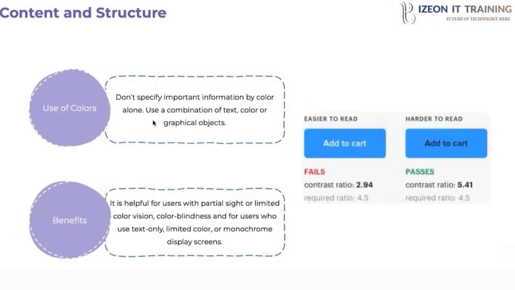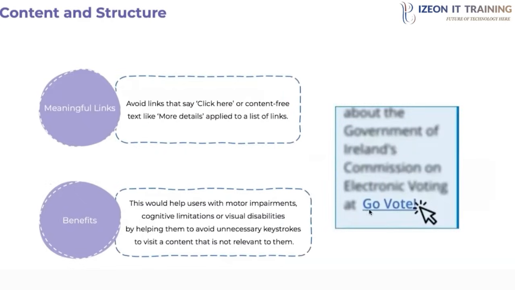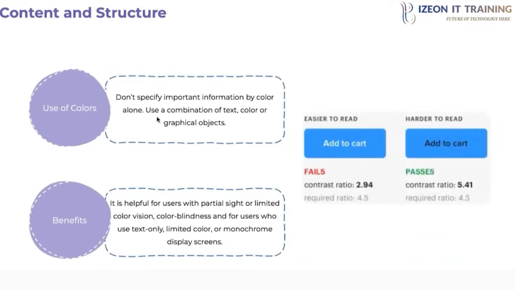Okay, moving to next. Again, use of colors. Okay, don't specify important information by color alone. Same as this. If it is important, don't just show it with the color itself. Okay, use a combination of text, color, or graphical objects.